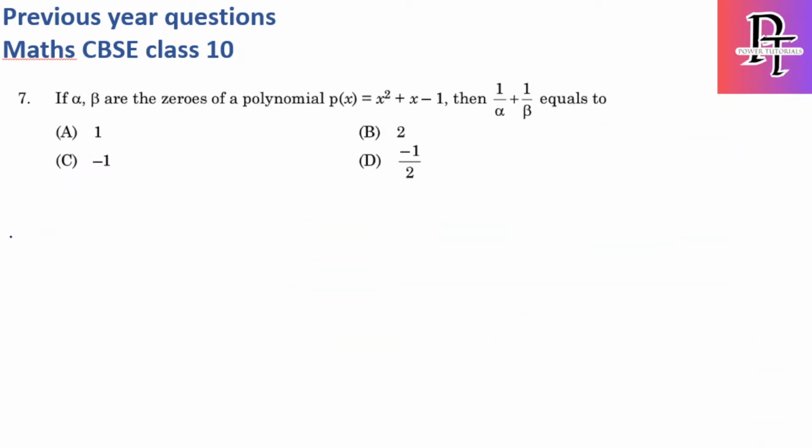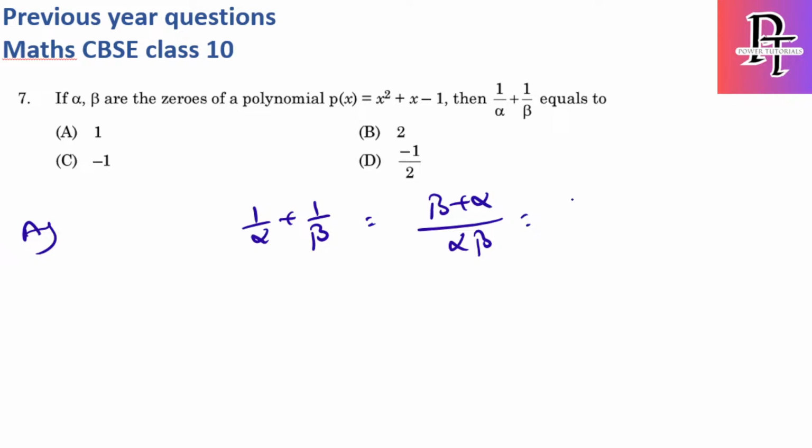7th question. Alpha and beta are the zeros of this polynomial. They are asking to find 1 by alpha plus 1 by beta. Okay. So let's solve for alpha and beta, or else it is not required also. We can directly use this expression 1 by alpha plus 1 by beta. If we take the LCM, it becomes beta plus alpha by alpha beta. So simply it is sum of zeros by product of zeros.